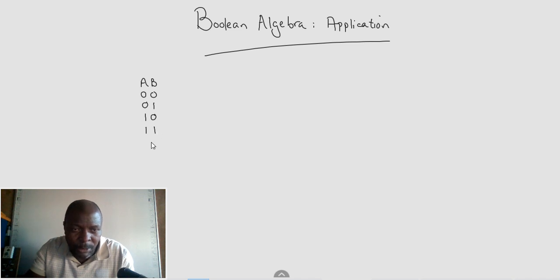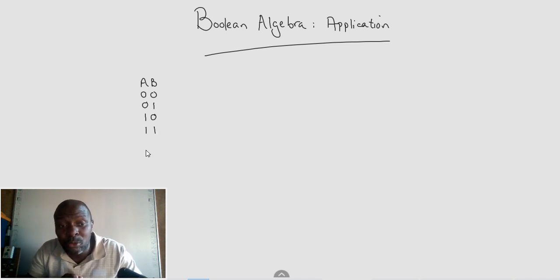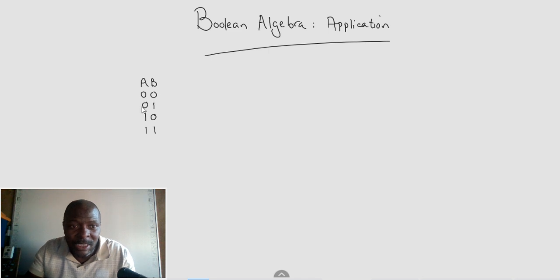We have only two inputs, therefore 2 to the power of 2 is 4 combinations. That's the count 0 to 3. We've done this previously; you can look at our previous work. If you missed it, go through some of our older videos and you will see how we get to these 4 combinations: 2 to the power of n, where n is the number of inputs. So we've got 2 inputs, 2 to the power of 2, 4.